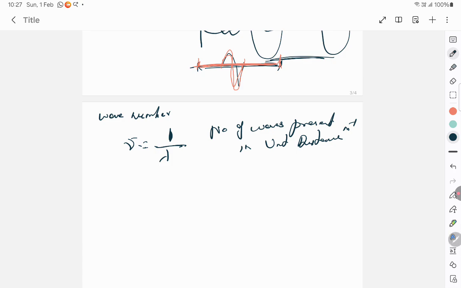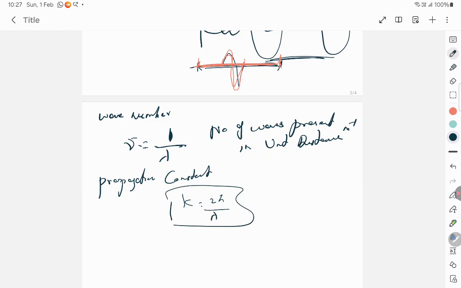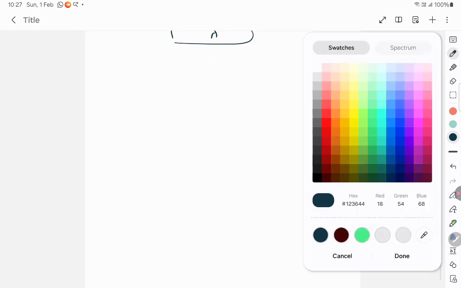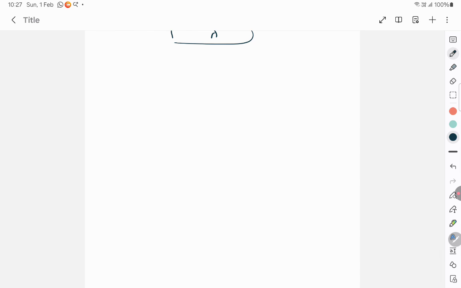Then we also learn the propagation constant. Very, very important. There's something called a propagation constant, which is represented by the letter K, which is 2 pi by lambda. Just memorize this. 2 pi by lambda. Radian per meter is the SI unit. K equal to 2 pi by lambda is known as the propagation constant.